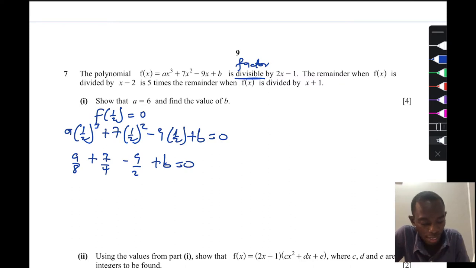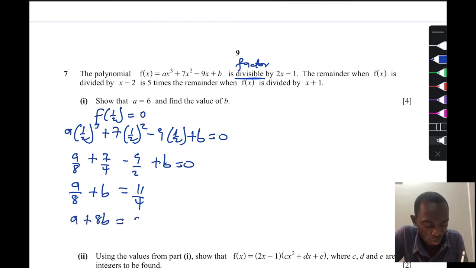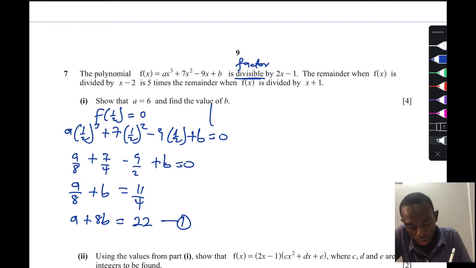Let's move it to the other side of the equation. So we have a over 8 plus b is equal to positive 11 over 4. Multiply through by 8, you have a plus 8b is equal to 22. Call that equation 1.